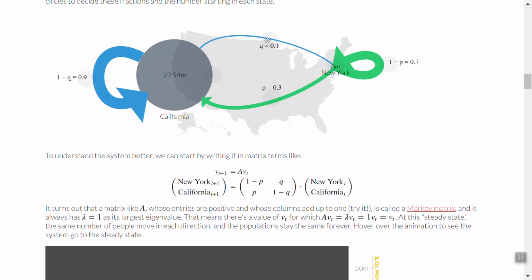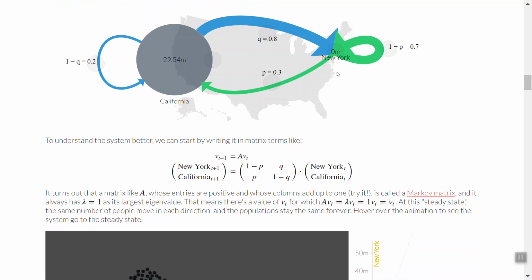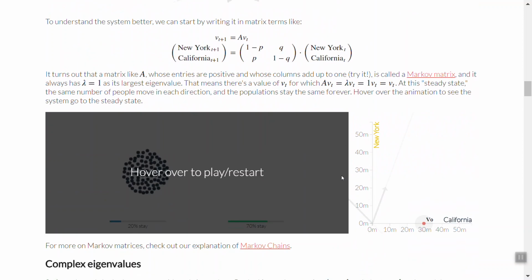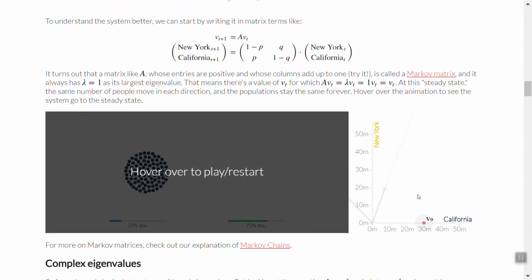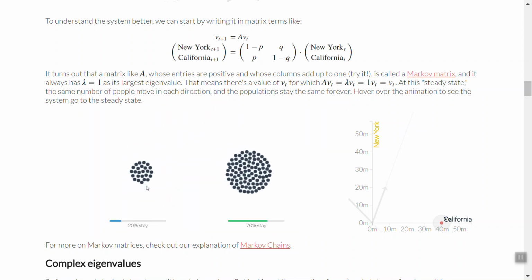And we can change this. We can modify the transition probabilities. We can say if you're in California, 80% probability of going to New York, and if you're in New York, 30% probability of coming to California. So here, we're going to start in California, and then 80% of California will go to New York, only 20% will stay. So there you go.